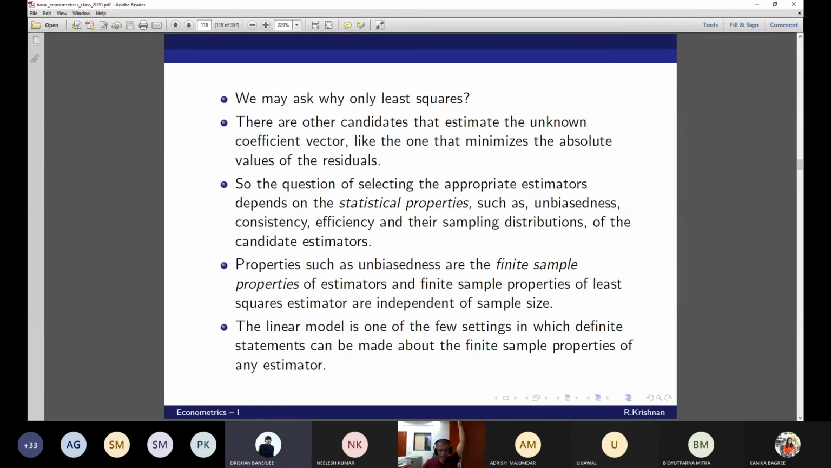Is that the same as the UMVUE property? What is the UMVUE? Uniform minimum variance unbiased estimators. No, that is different.